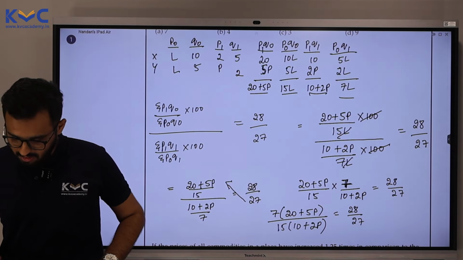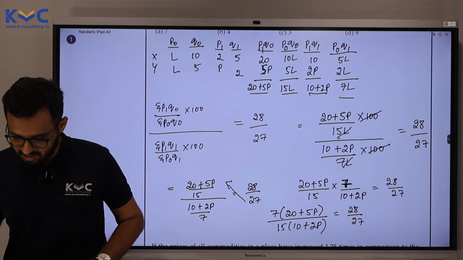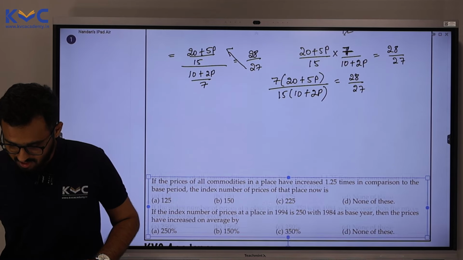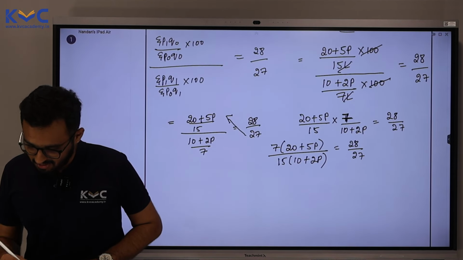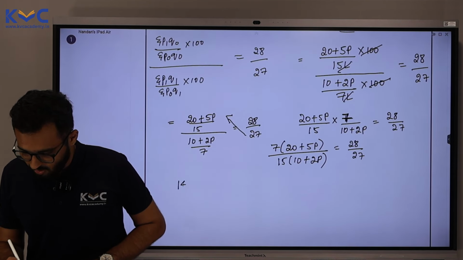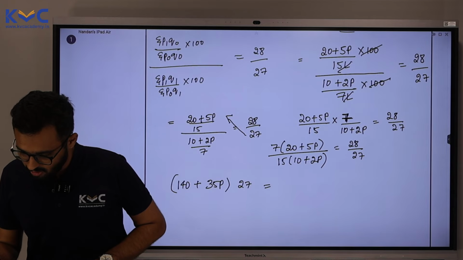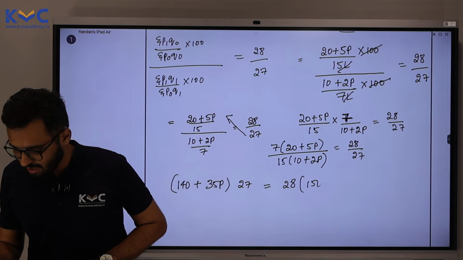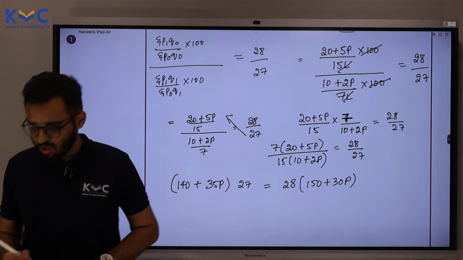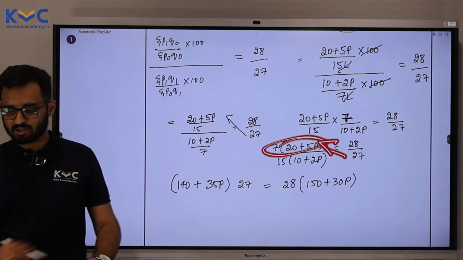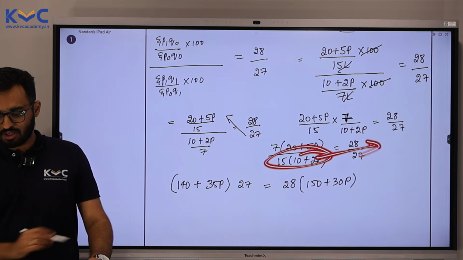Now what? Now take this side and this side, right? Just give me a minute, I'll show you what I mean. Okay, yeah. So now 7 into 20 is what? 140 + 35p into 27 is equal to 28 into 150 + 30p. Are you understanding what I did there? I simplified this and took 27 this side. I simplified this and took it here.